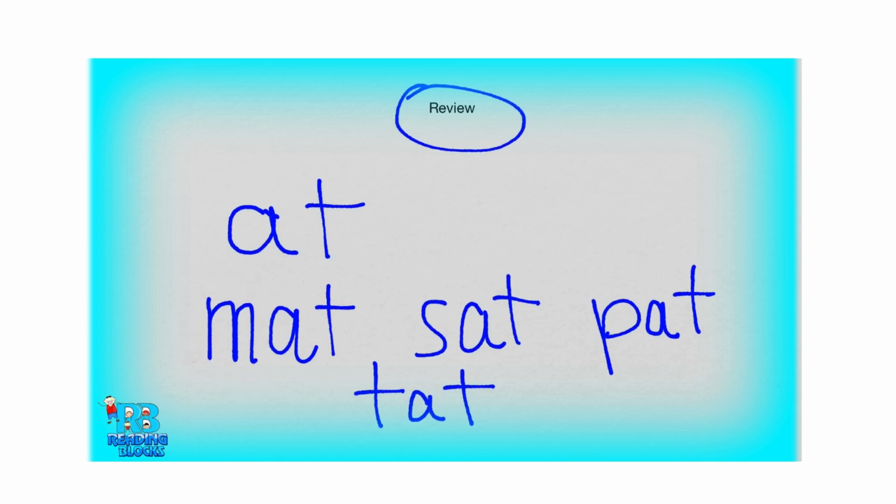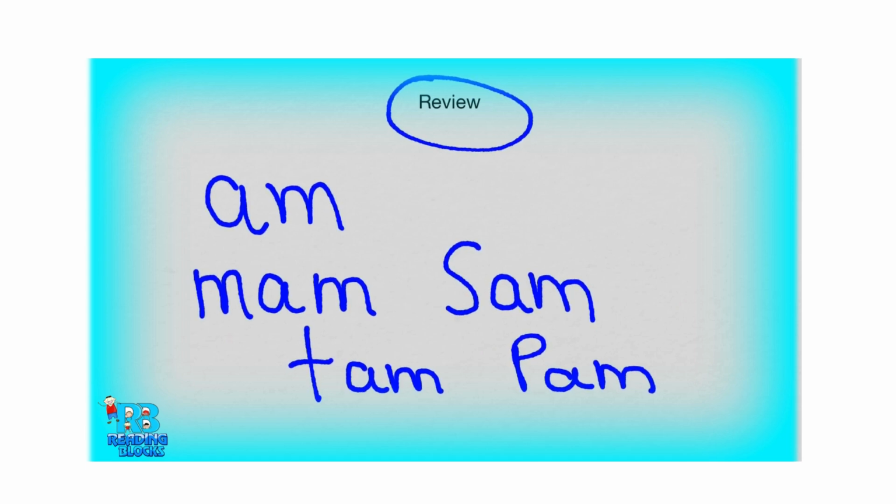And if you notice, the only thing we change is that first sound. The at is in all these words. We change the first sound to make a new word. Very good. Now, how about this word? And it's also a word family. Am. Am. And let's change the first sound and make some new words.